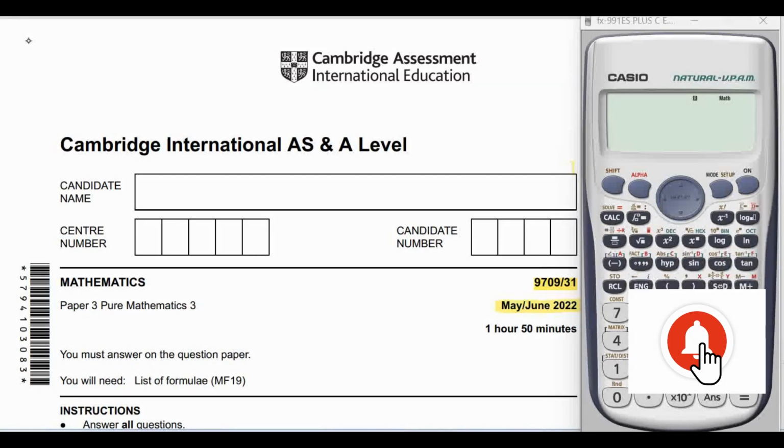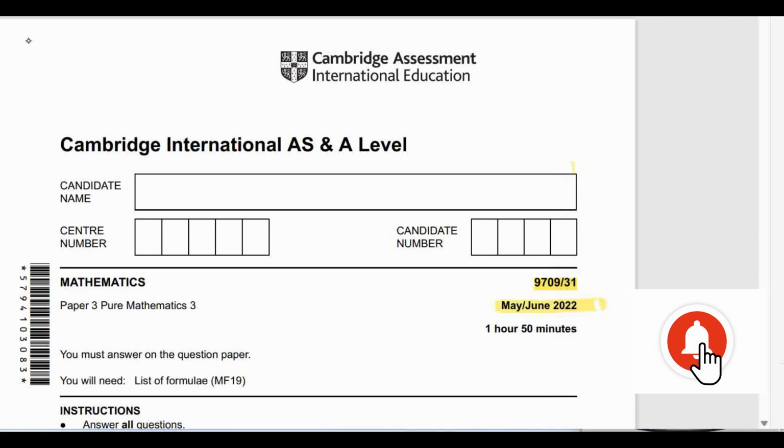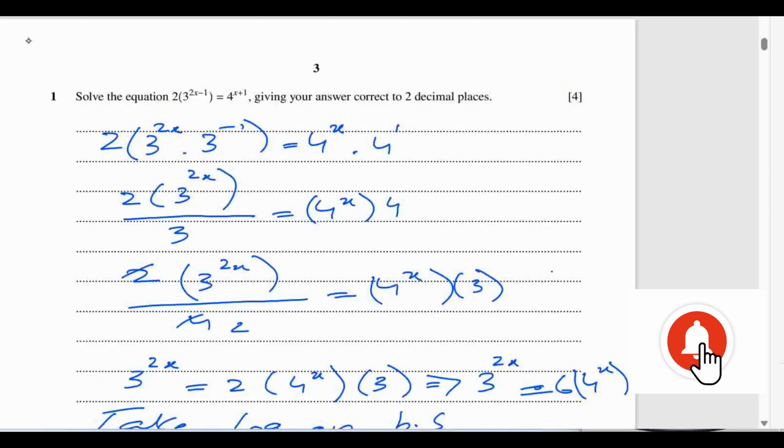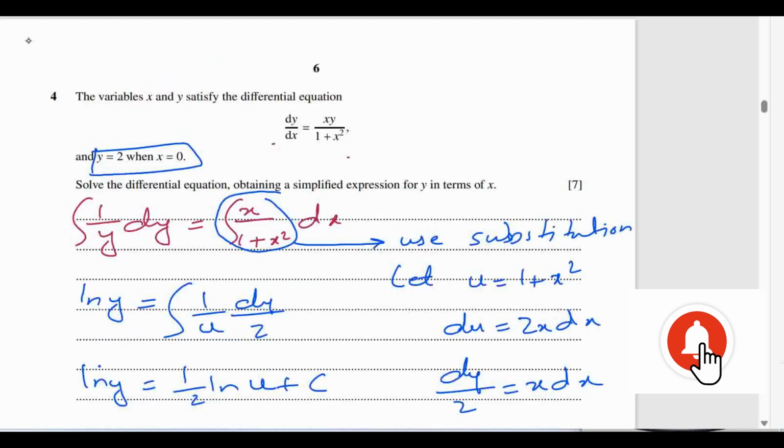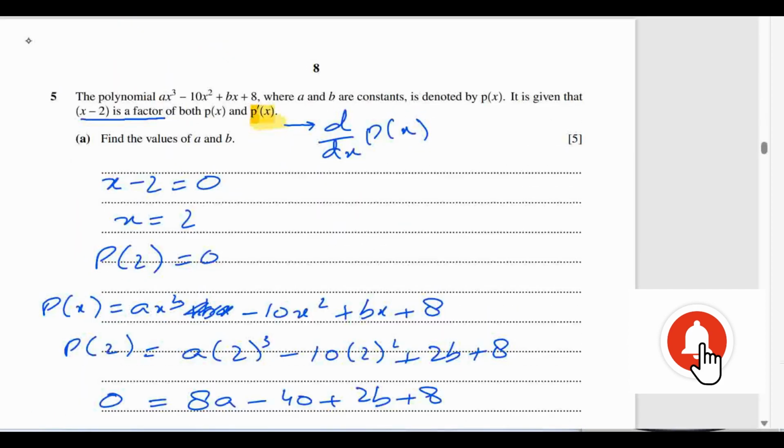Hello everyone. Today we are going to discuss the remaining questions of this paper May-June 2022, paper 3-1. In last class we have discussed the following question from question number 1 to question number 8. You can see the link in the description if you have missed a lesson.